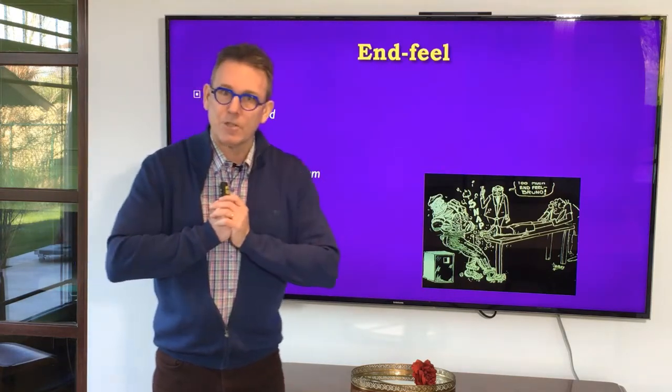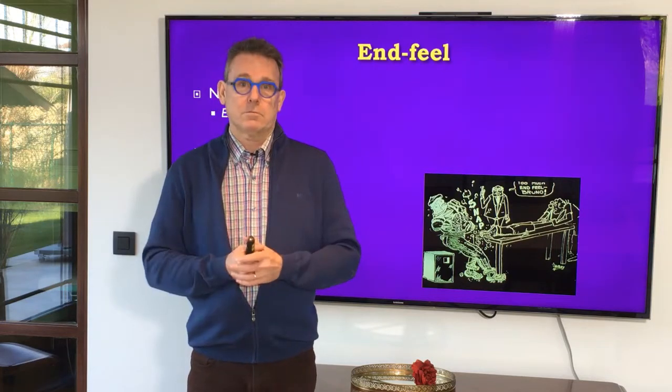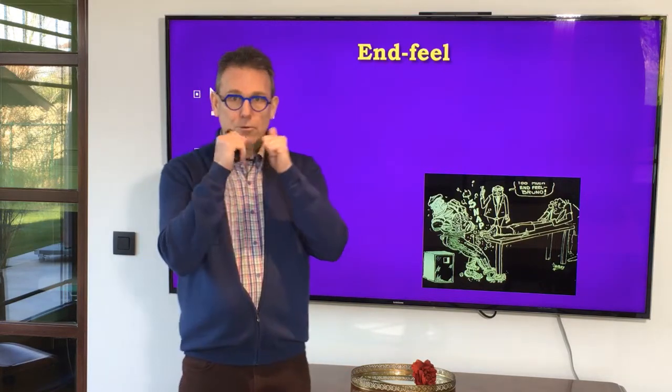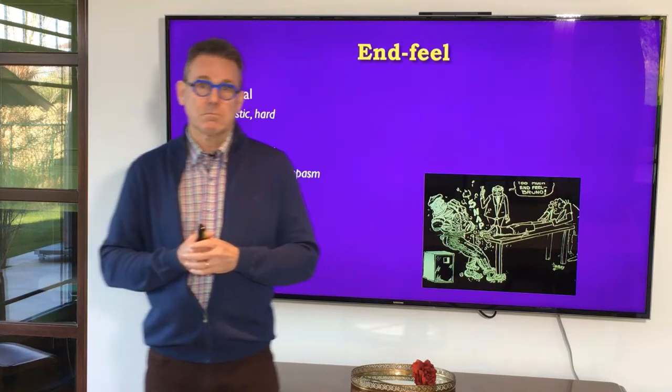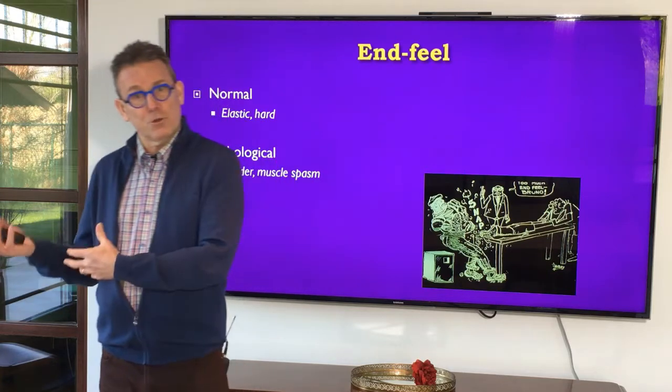You need to know what is the natural end feel. For some movements, the natural end feel is elastic. Rotations in the shoulder, that's elastic. Extension in the elbow, that's tuk-tuk, that's hard. If you know what is normal, then you can know what is not normal.